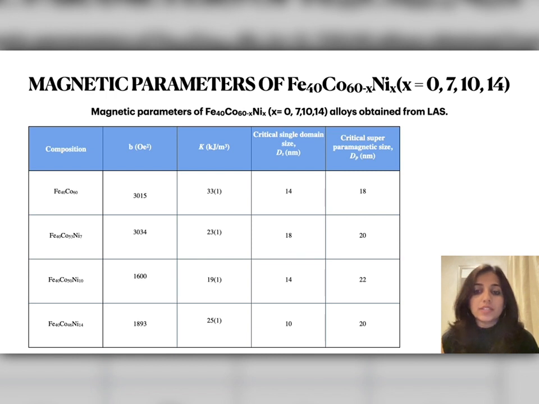Since all the particles are much above the critical single domain size, the variation in coercivity with nickel substitution may arise from the particle size distribution and pinning effects in the multi-domain iron cobalt nickel. So we can conclude that nickel substitution could result in better soft magnetic properties.